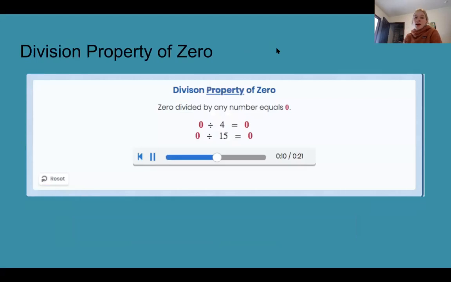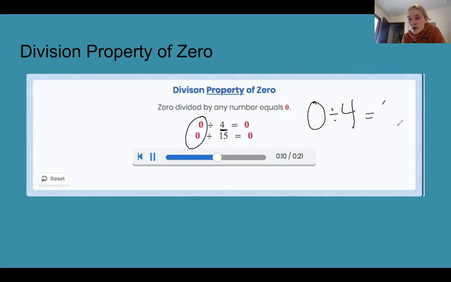Okay, here is another division property. This is called the division property of 0, kind of like the multiplication one. 0 divided by any number equals 0. Look, our dividends are both 0, and then we have different divisors. Remember, the dividend means how many we have in all. So if I said, I have no cookies, and 4 of my friends come over, I needed to take 0 cookies and divide them into 4 different groups because I want each person to have the same amount of cookies. But I don't have any.